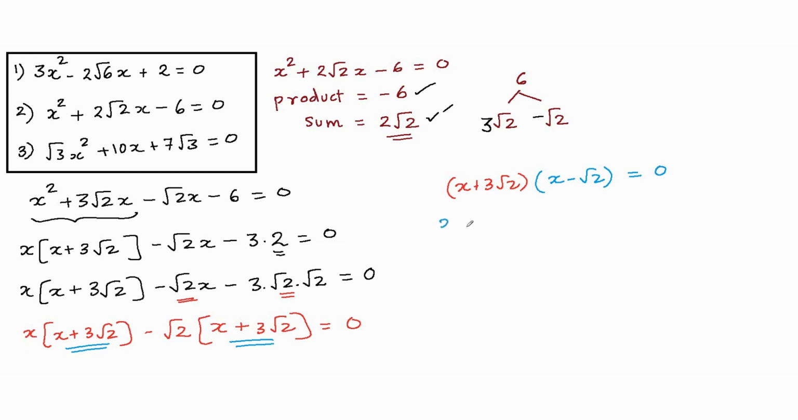Product of two terms is 0 means one of the two terms should be a 0. So either x plus 3 root 2 is 0 or x minus root 2 is 0, which means x is negative 3 root 2 or x is equal to positive root 2. These are the two roots of the given quadratic equation. So again, let me pause for a few seconds before I move on.